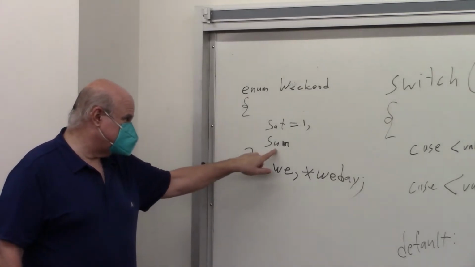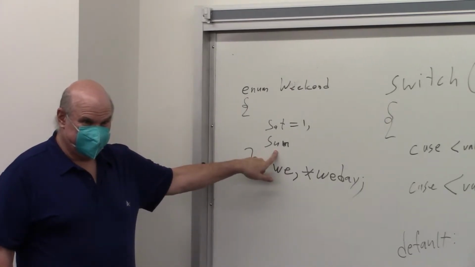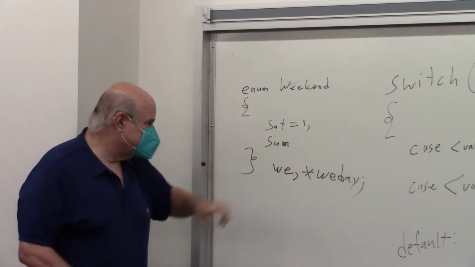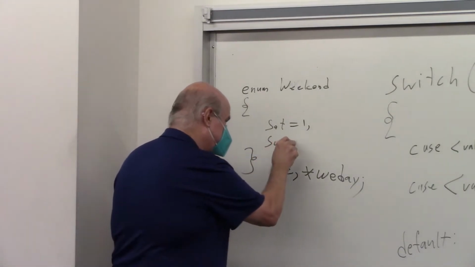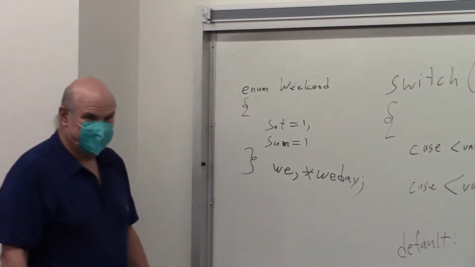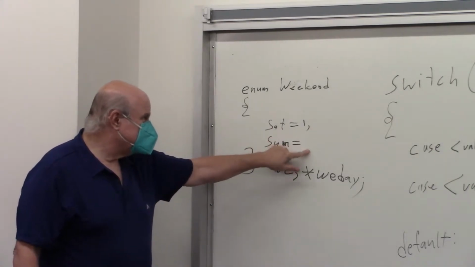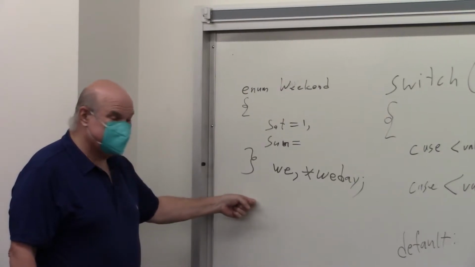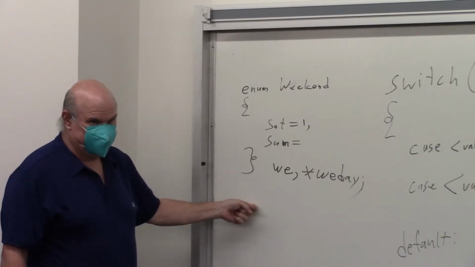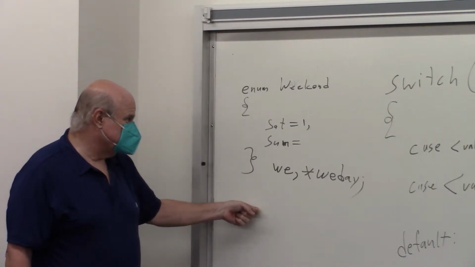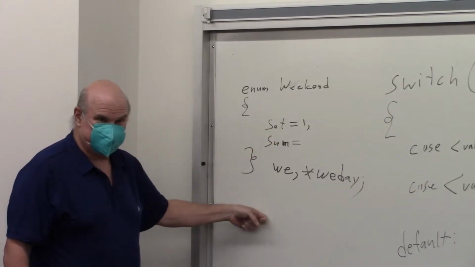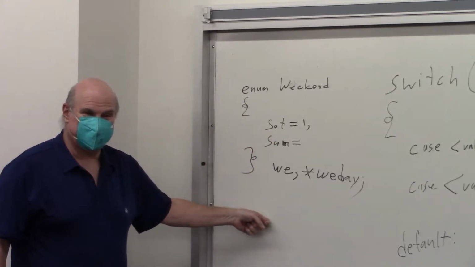In other words, suppose I made a new enumerator, called it days of week, and put sat in there. I don't think it would compile, but I'm not positive. Okay.